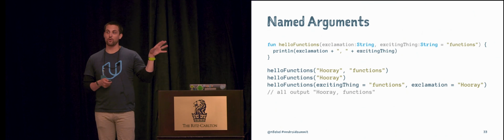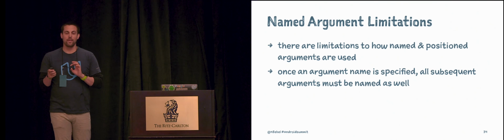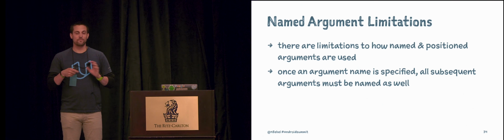Again, there are limitations to this. You can't interchange them in a way that confuses the compiler. So what does this look like? Again, in the first example, specifying both, it knows what to do with that. The second example, we pass in the one, and then we use the named syntax for the second argument. Again, it knows how to handle that.